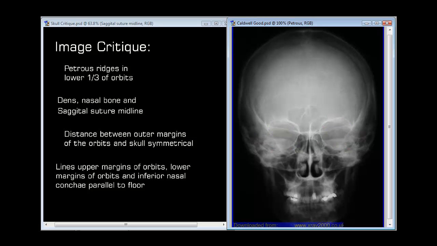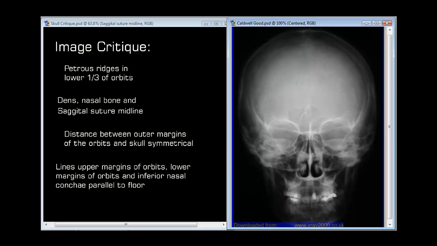The dens, the nasal bone, and the sagittal suture should all be midline. And, you know, there are other midline structures here. You can use any structure, but these are the ones that I like to use. So let's take a look at these here. The dens is right here. It should be in alignment with the sagittal suture. It should also be in midline, as well as the nasal bone. So yeah, this one looks good. This is obviously a good example of the position.